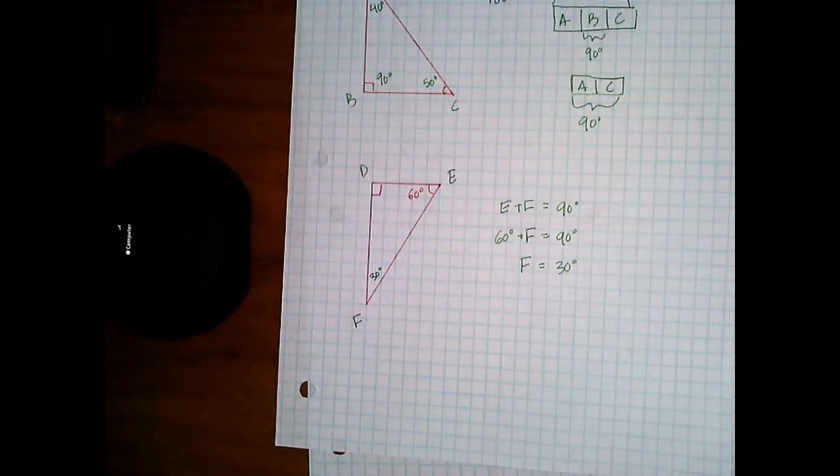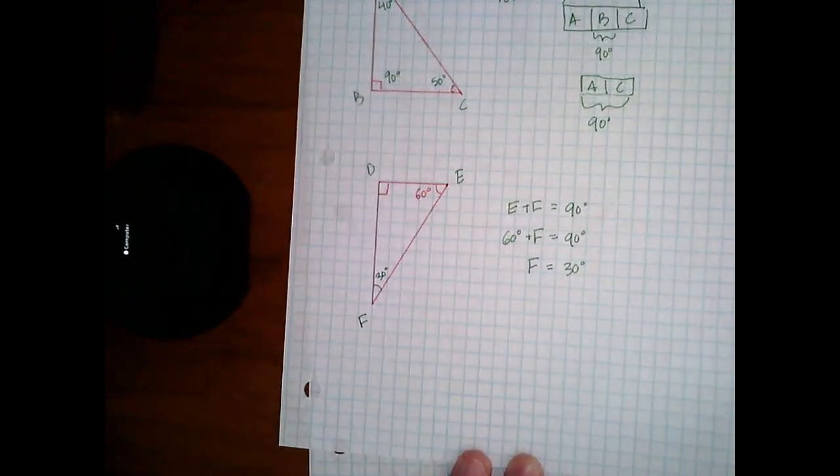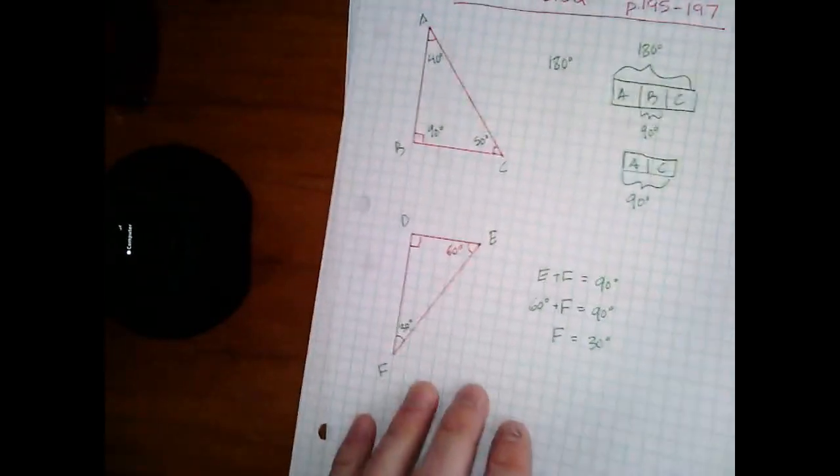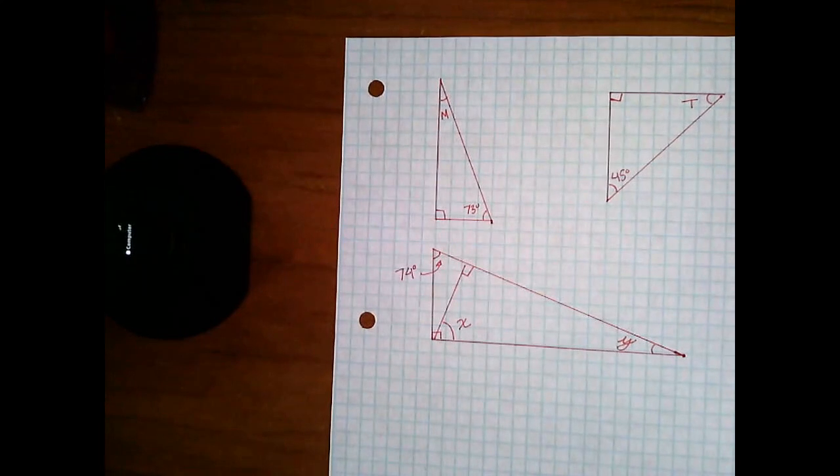So again, another example of acute angles in a right triangle adding up to be 90 to eventually get you to 180. That's essentially all this lesson is. Let's look at the practice problems, though, on page 197 to make sure that we truly understand that.